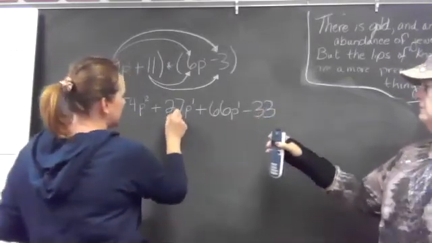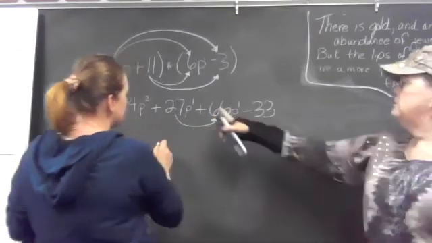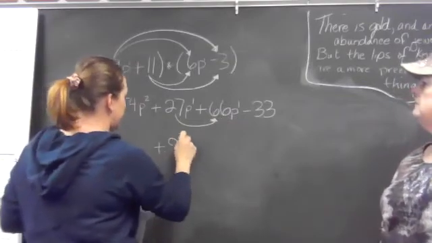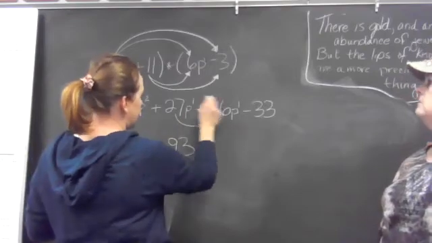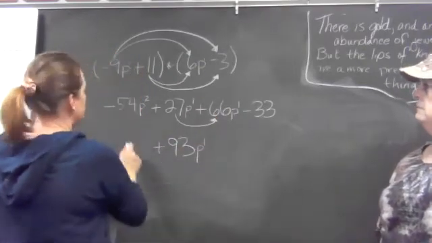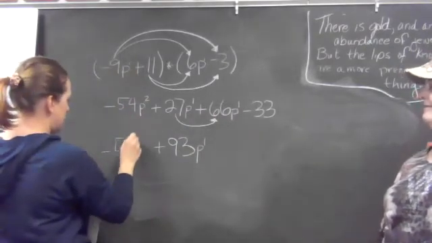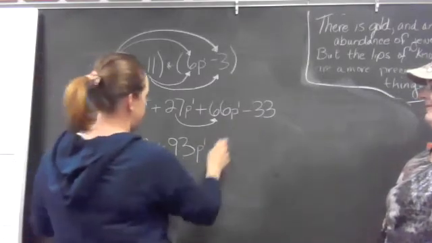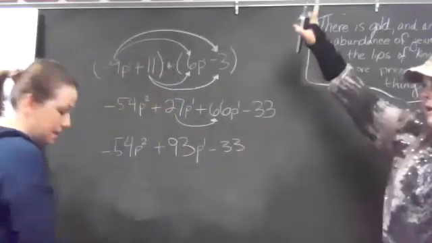Oh, we're adding these two together. So we're adding, or adding? Just adding. So it'd be a positive 93 P's. There you go. Do I have to add these two, or is it already done? And then this is going to go in front, so negative 54 P to the second, and then minus 33. And that's the answer.